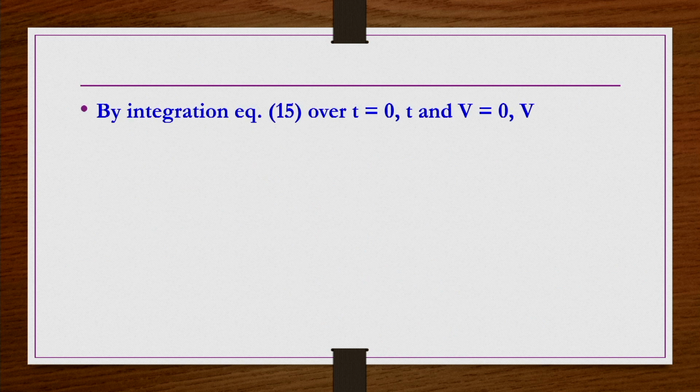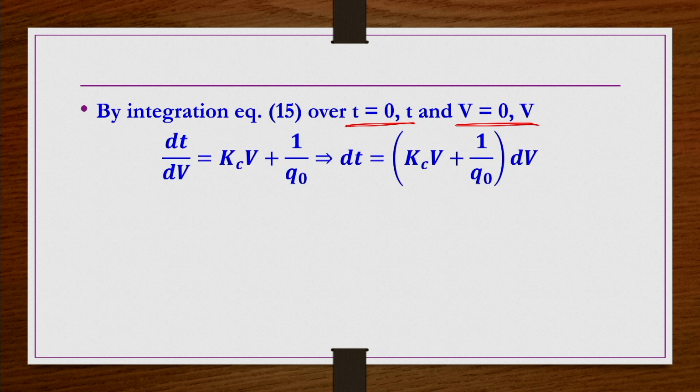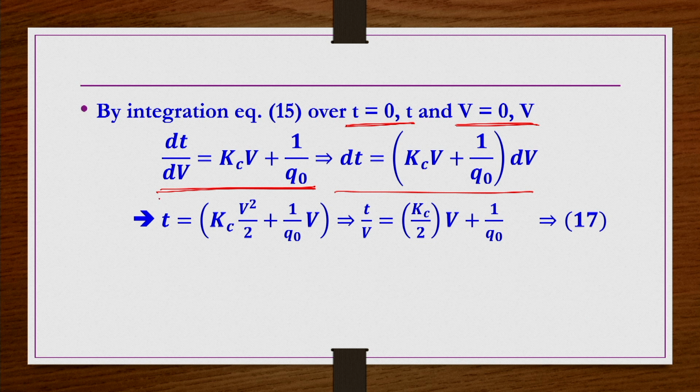Okay. So, by integration of equation 15 over the limits t equal to 0 to some instant t, and the volumetric flow rate, initially it is 0 anyway. At time t, the volume of filtrate collected is V. If you use them as limits and integrate this equation number 15, taking dv to the right hand side, you have t is equal to Kc V square by 2 plus 1 by Q naught V, and the integration constant will be anyway 0, because we are taking the definite limit.